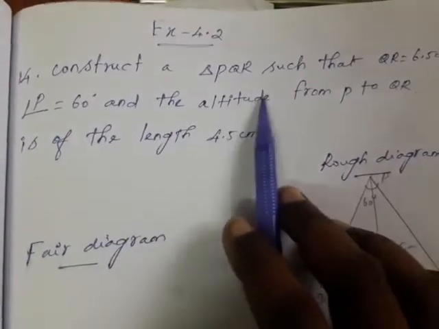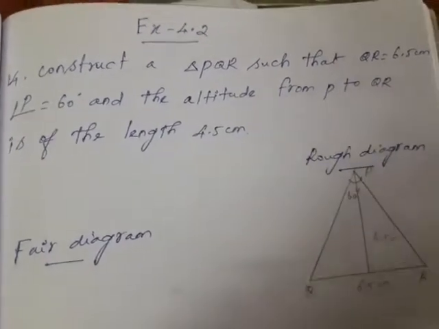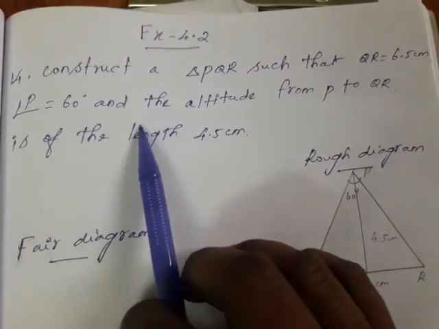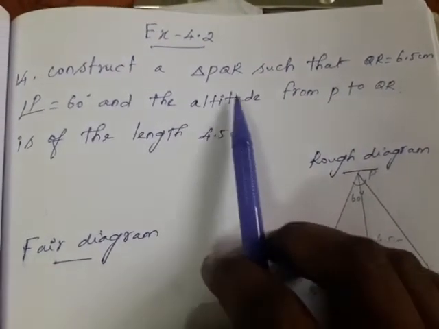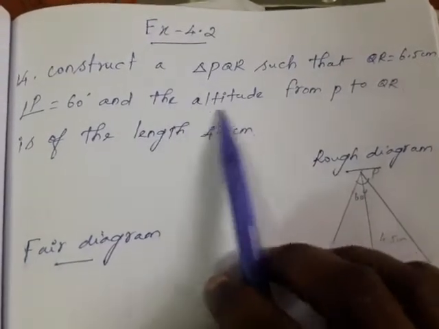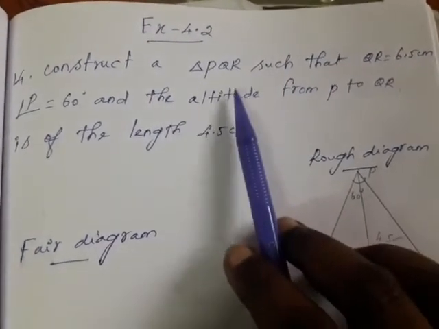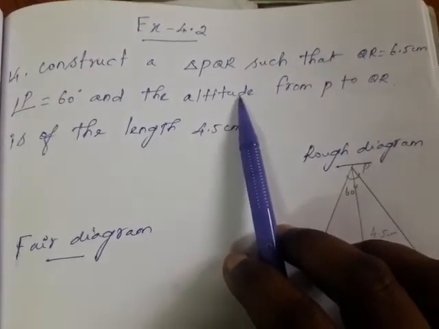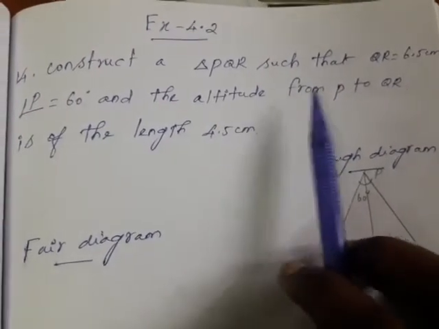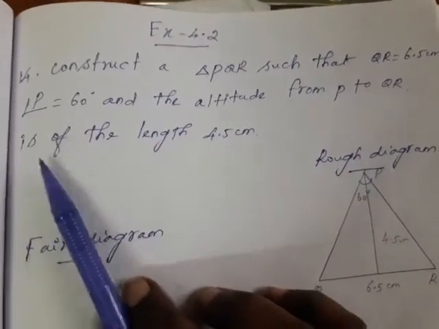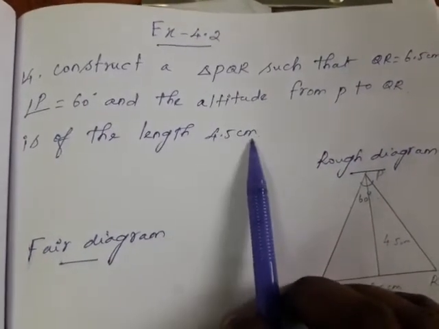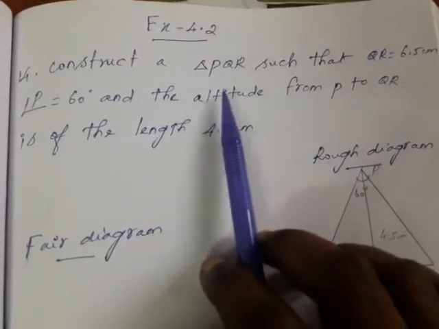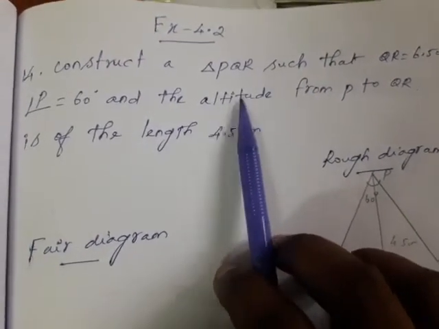Construct a triangle PQR such that QR is equal to 6.5 centimeters, angle P is equal to 60 degrees, and the altitude from P to QR is of length 4.5 centimeters. Before, the median was given; now the altitude is given. Altitude means the perpendicular line. This is the third type: instead of the median, the altitude is given.